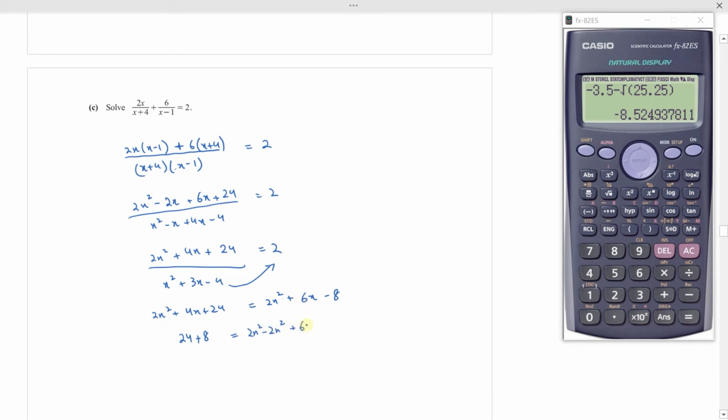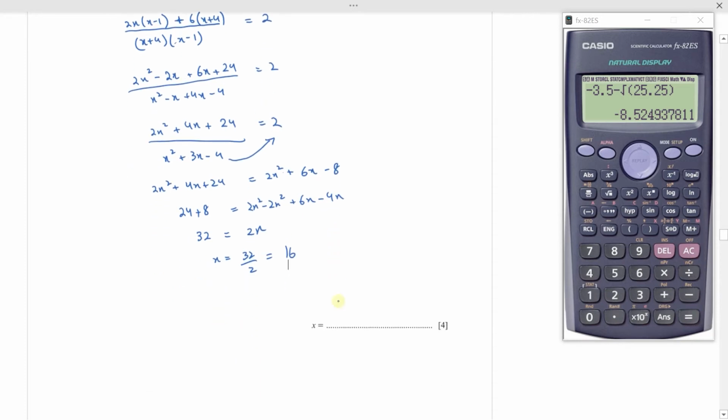And then I have plus 6x. And then this is minus 4x. And I took this 8 to the other side. So 24 plus 8 on this side will become 32. This will be 0. And 6x minus 4x is 2x. And this x will be equals to 32 by 2, which is 16. So your final answer here will be x equals to 16.